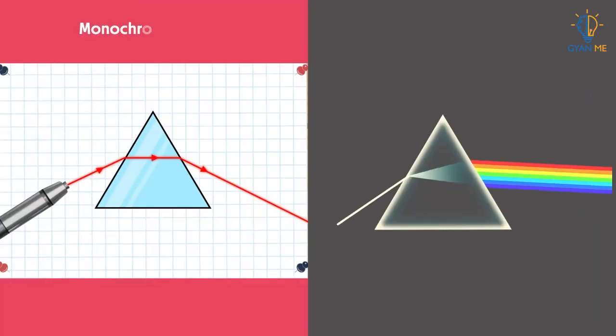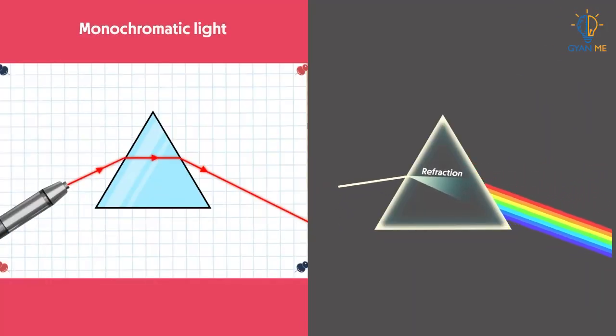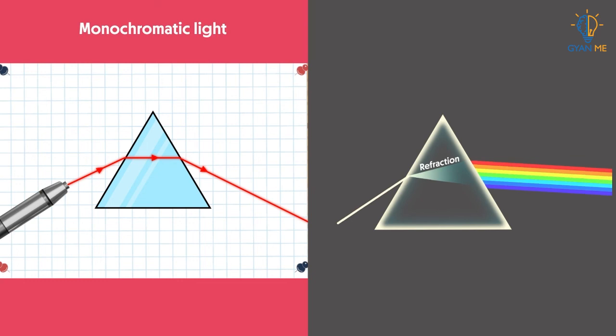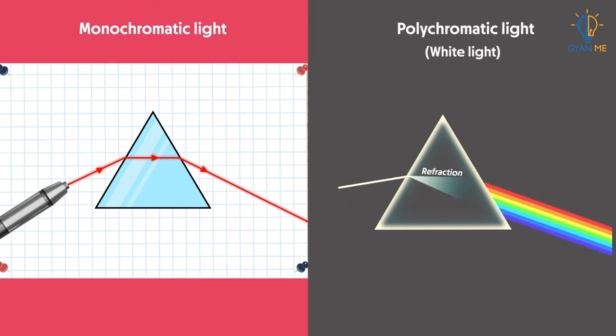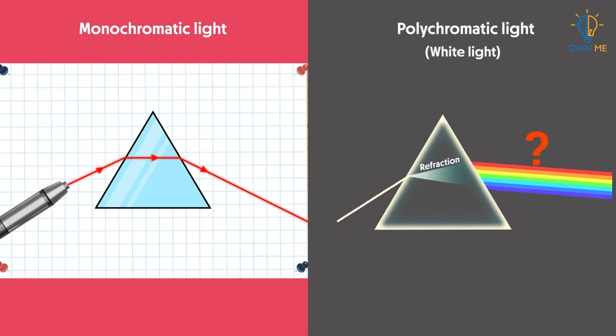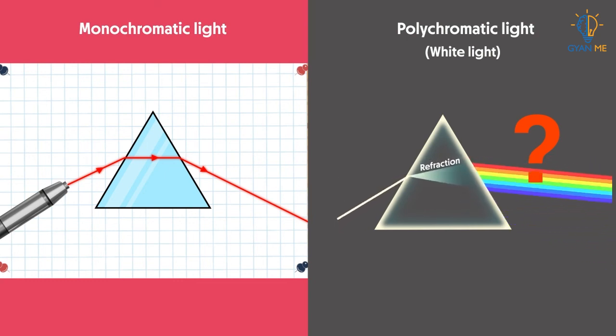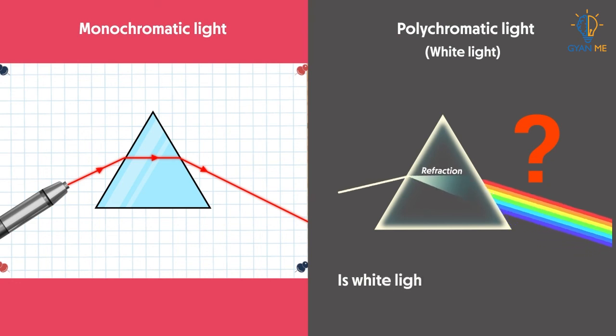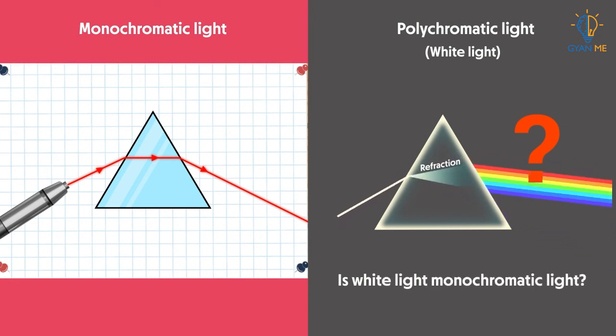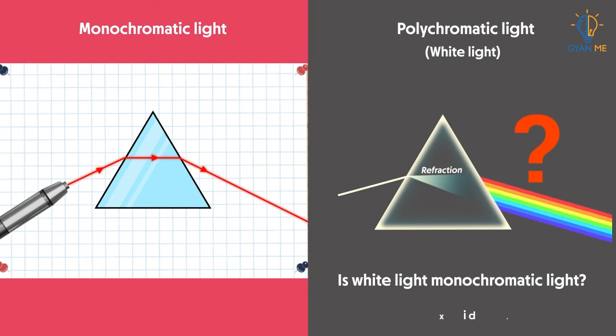So what we have seen is refraction when monochromatic light falls on the prism. But what if white light is made to fall on the prism? Will it refract in the same way? But the most important question is, is white light a monochromatic light in reality? Well, we will answer them in our next video.